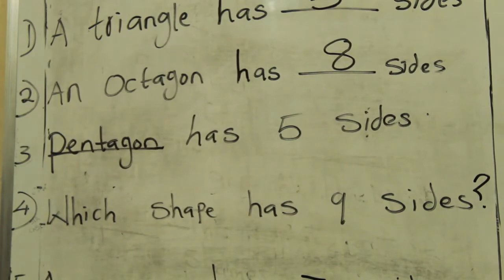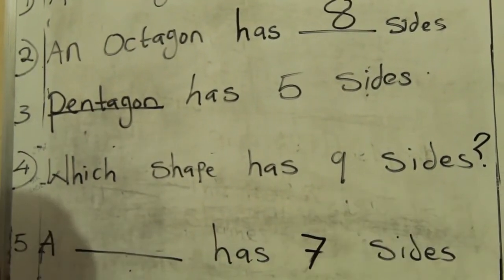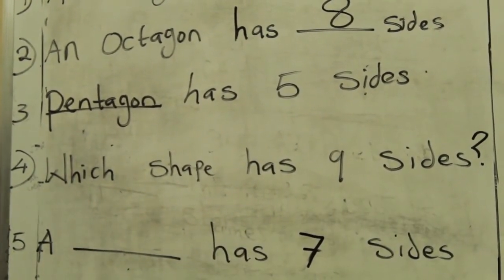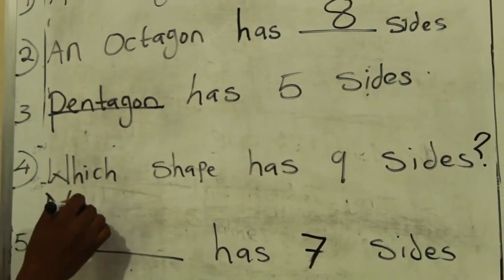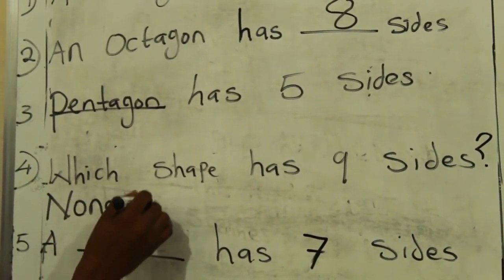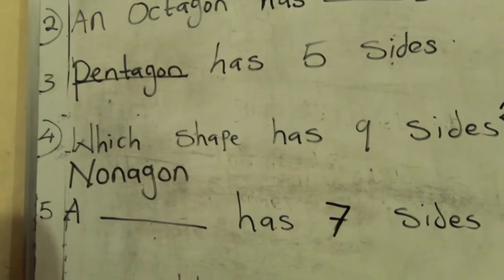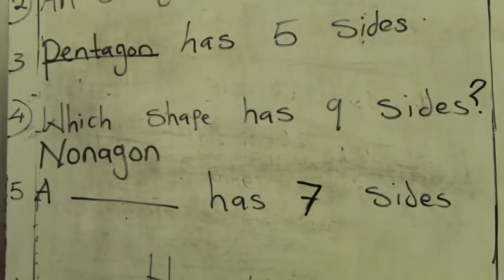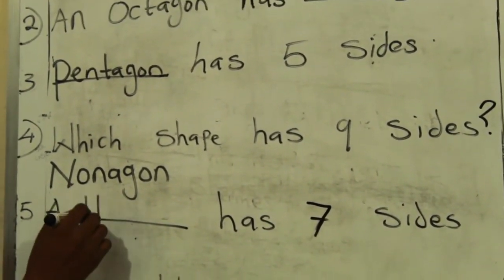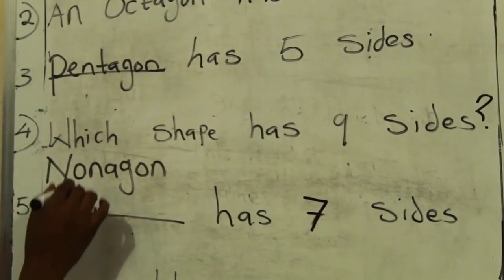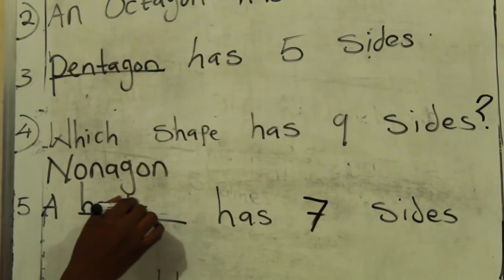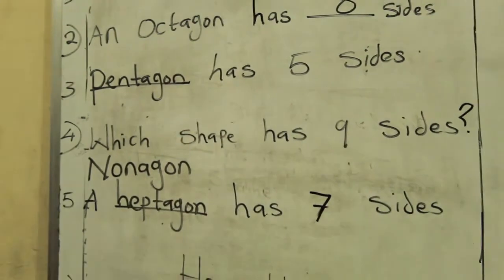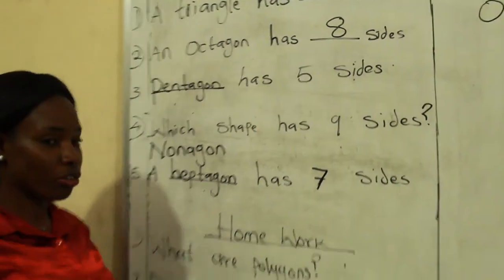Number 4. Which shape has 9 sides? It's called nonagon. A nonagon has 9 sides. Number 5. A dash shape has 7 sides. A shape with 7 sides is called hexagon. Good. Check out your answers and see if you got them all correct.